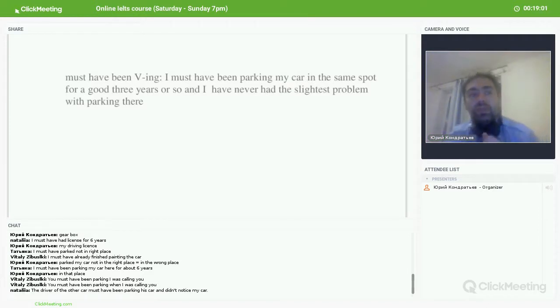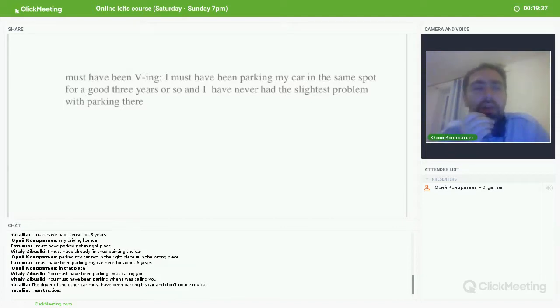So here's an example. Okay, the driver of the other car must have been parking his car and didn't. No, Natalia. If you say that the driver must have been parking, it means he must have been doing it for some time until now and did not notice my car. You can say the driver of the other car must be parking his car. Must have been parking. It's not suitable for that situation.